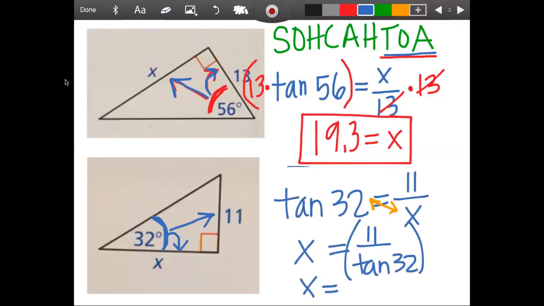And you get 17.6. And once again, that makes sense because x in this case is the longer leg, so it needs to be longer than 11. All right, great job. Hope that helps.